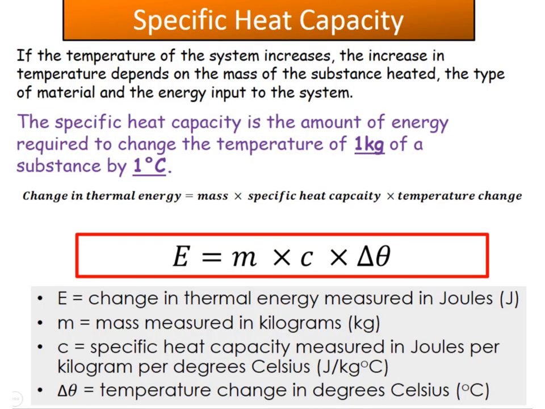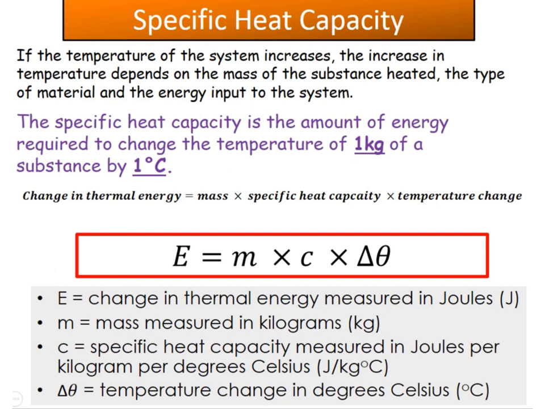Energy can also be calculated for temperature changes. And when we look at temperature changes and energy calculations, we need to talk about specific heat capacity. So if the temperature of the system is increased, the increase in temperature depends on the mass of the substance heated, the type of material and the energy input to the system. The specific heat capacity also comes up in topic 3 particles, and you should know the definition: the specific heat capacity of a substance is the amount of energy required to change the temperature of 1 kilogram of a substance by 1 degree Celsius.